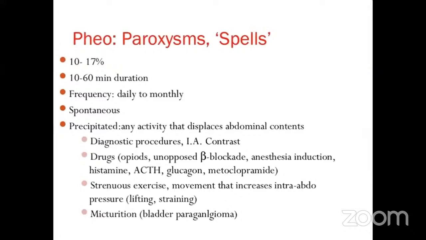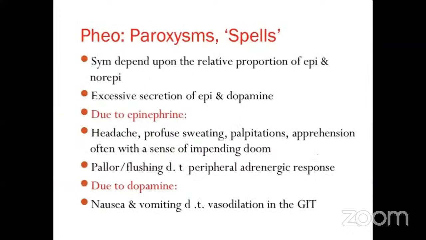Coming to the paroxysmal spells in pheochromocytoma, these last 10 to 60 minutes. Frequency ranges from daily to monthly. They're spontaneous, and they're precipitated by activity that displaces the abdominal contents, like diagnostic procedures, contrast, drugs like opioids, unopposed beta blockade, anesthesia induction, histamine, glucagon, metoclopramide. They're also precipitated by strenuous exercise, movement that increases intra-abdominal pressure like lifting or straining, and by micturition.